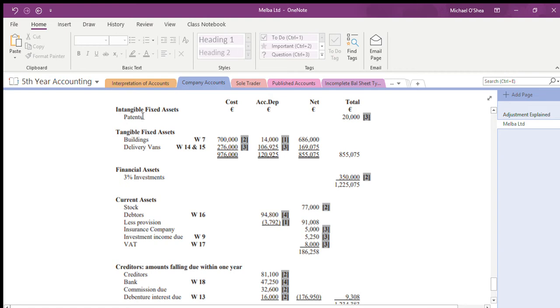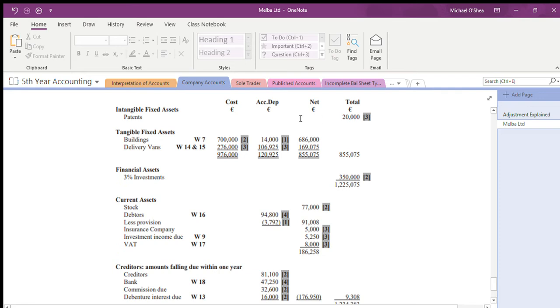This is the same as sole trader. For intangible fixed assets, instead of goodwill, it's patents. We have tangible fixed assets, cost, accumulated depreciation, net book value. I don't recommend doing 4 columns. You can if you want, you're not required to do it, and sometimes I think it can get a little bit messy. If you do 3 columns, then I would recommend you always start with intangible assets, by the way.